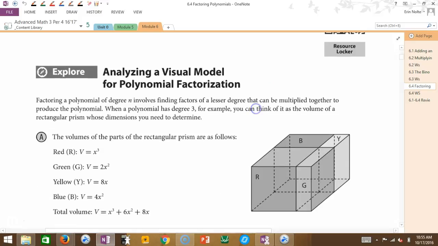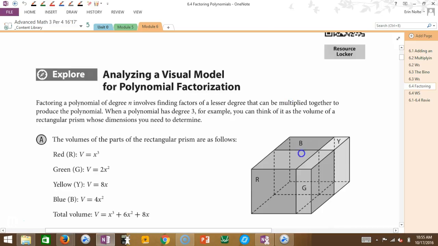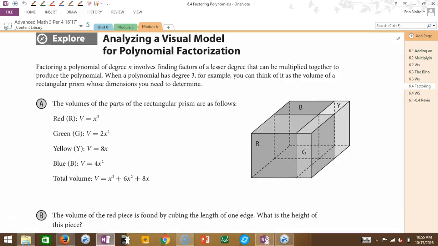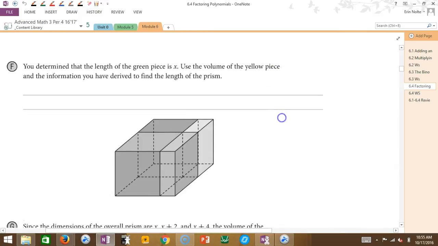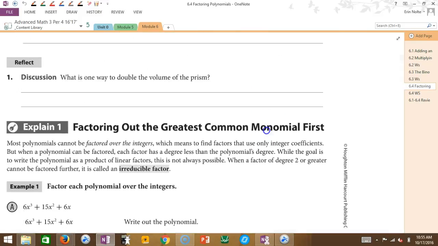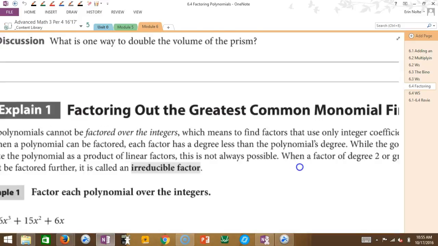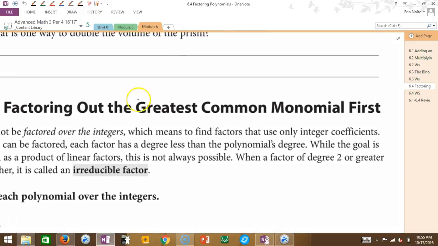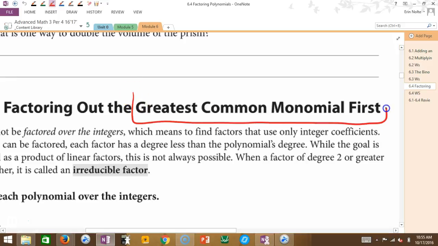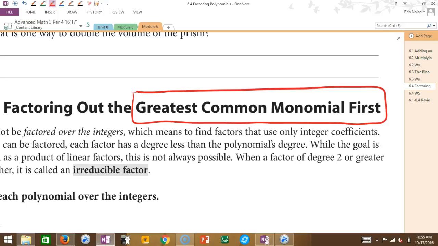This first starts by taking you through a real-world scenario of trying to visualize why you would need factors, and I'm not going to really go over that. It just talks about the volume of a prism. So I'm going to start with the simplest method. The greatest common factor. It does say monomial, meaning one term. But we're going to start by simply pulling out the greatest common factor.